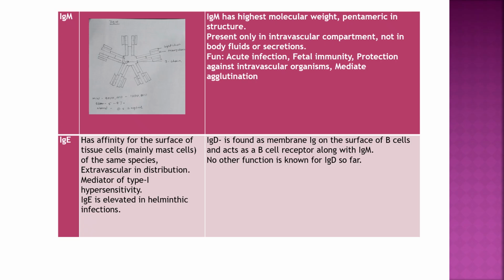IgD is found as membrane immunoglobulin on the surface of B cells and acts as the B cell receptor along with IgM. No other function is known for IgD so far.